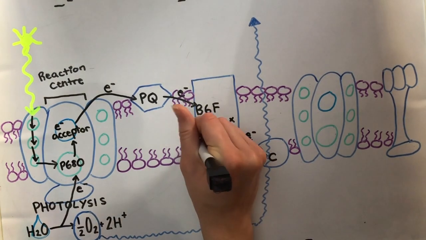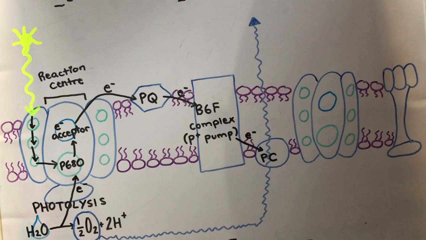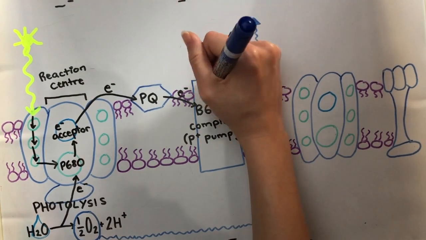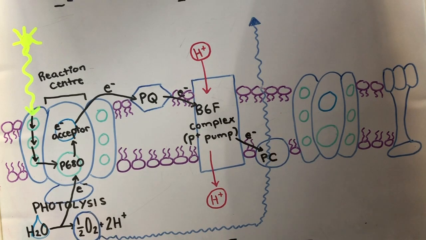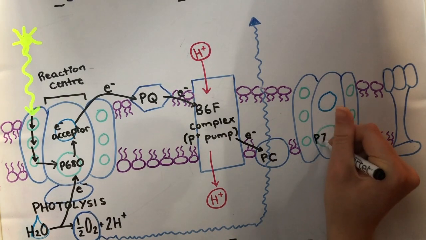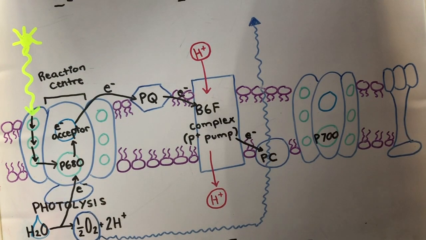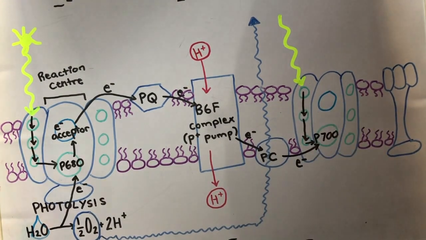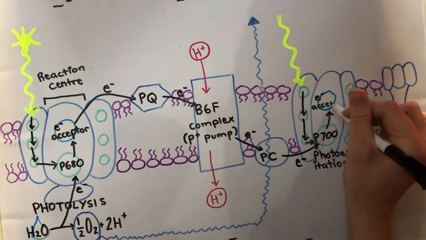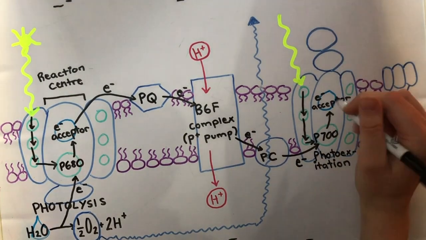When the B6F complex becomes energized by electrons, hydrogen ions will be diffused into the thylakoid. Now the electrons reach photosystem 1. Photosystem 1 and photosystem 2 are very similar as they both excite electrons, except photosystem 1 has a pigment of P700 instead of P680. The electron that just got energized again will move on to ferredoxin.